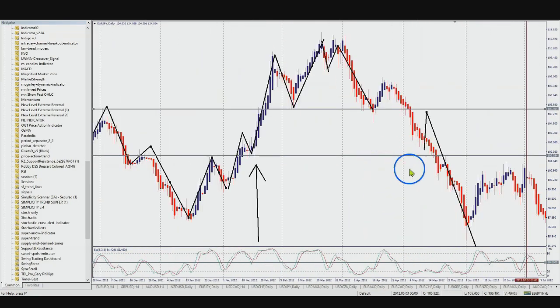So guys, that's how you recognize trend reversals in the Forex market. This applies to any market.